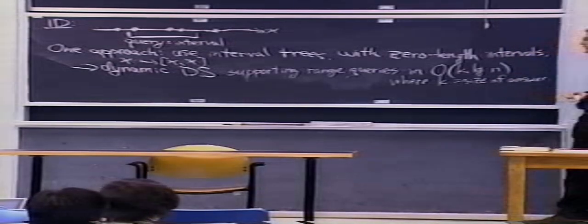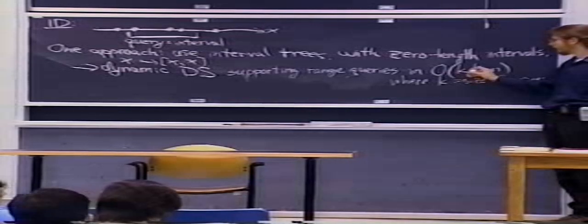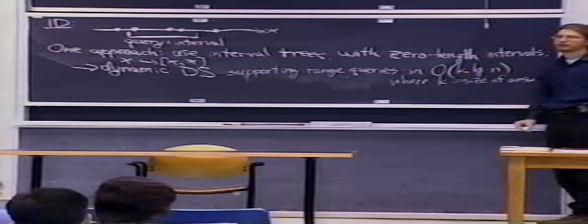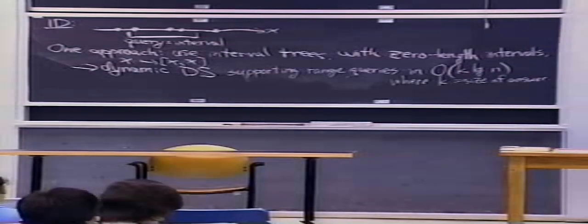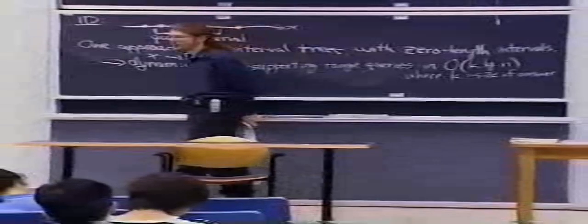That's reasonable, but it's not as fast as we could do. I mentioned it's possible to get k plus log n. So that's what we'll do today. To get a dynamic data structure, it does k plus log n time, which is optimal. So any ideas on another approach, maybe even a simpler approach, to solve this problem in one dimension?